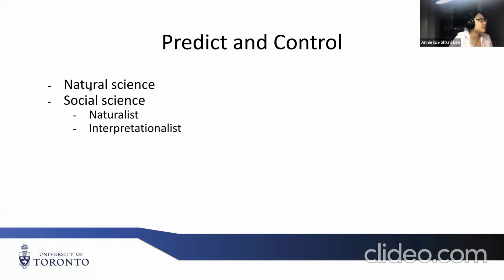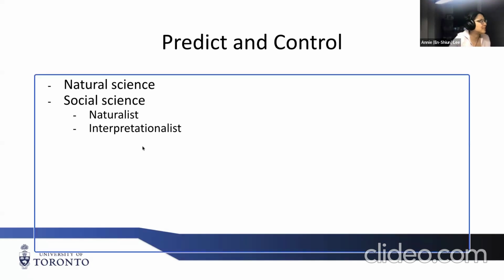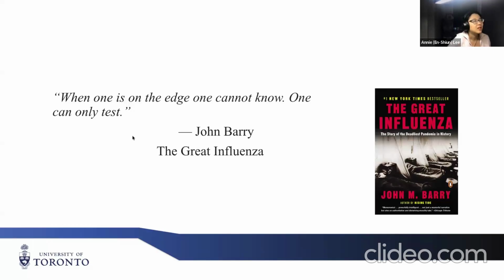Okay, so predict and control. Natural sciences are like engineering, computer science, but there's also social sciences, like naturalist, interpretivist, looking at humanities. I recently, today I just found out, I won two grants in SSHRC, which is social sciences and humanities, which I'm really worried about because I'm really just an engineer and a computer scientist trying to do social science. So this is a book called The Great Influenza, because we all survived COVID, and this is about the pandemic of World War One.